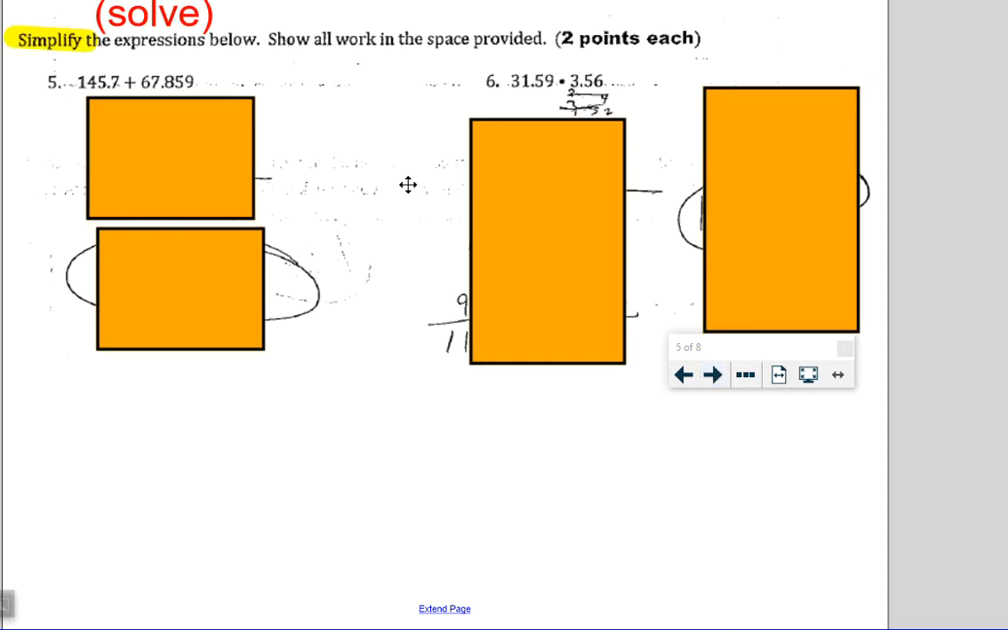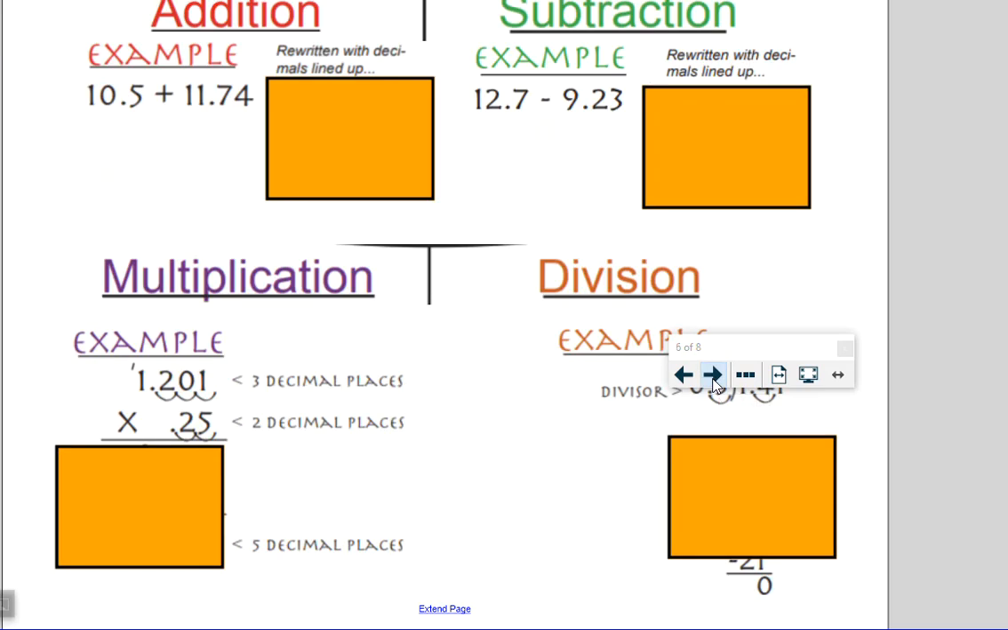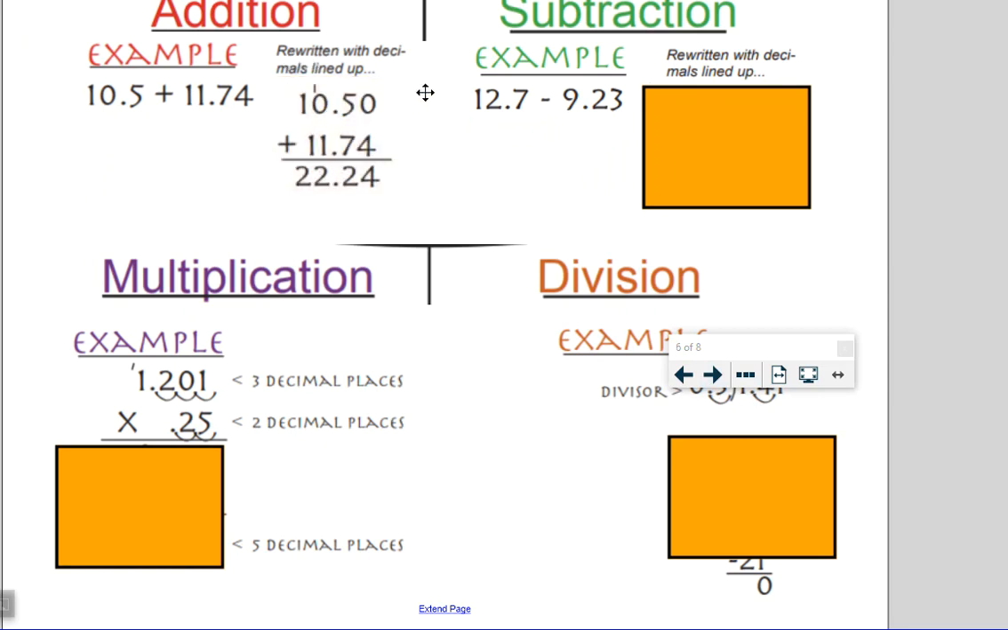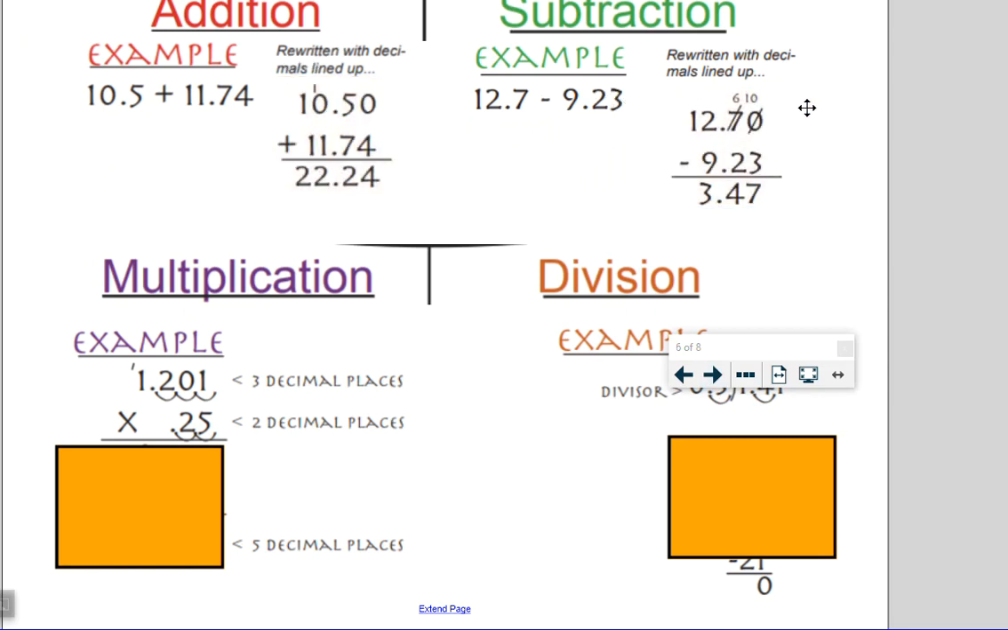Number 5, 6, 7, and 8, you had to do lots of decimal work here. I'm going to remind you, with decimals, you got to know what to do depending upon the operation. When we add and subtract, we line up our decimal points. And in subtraction, you got to make sure you borrow. Just keep in mind, line them up and borrow. But with multiplication and division, they have special rules.